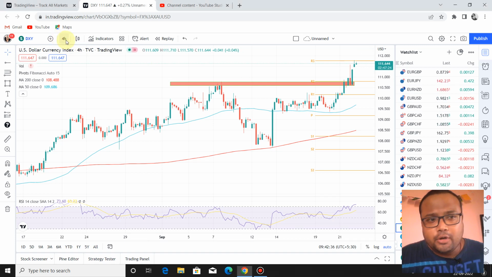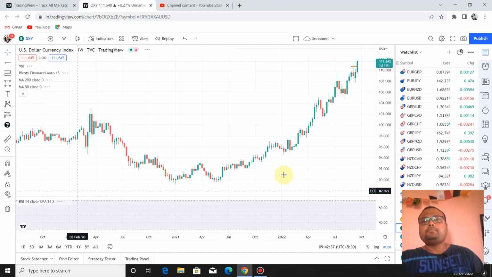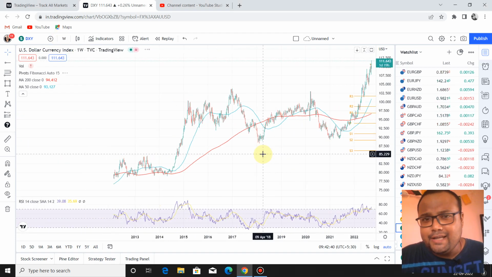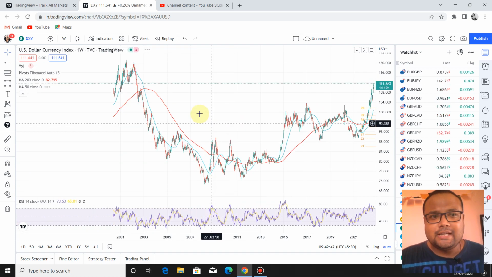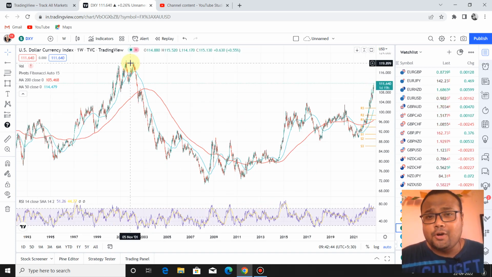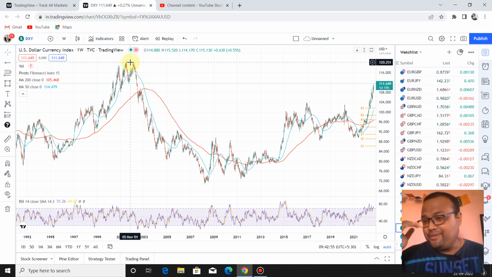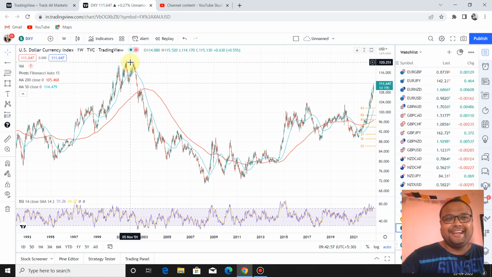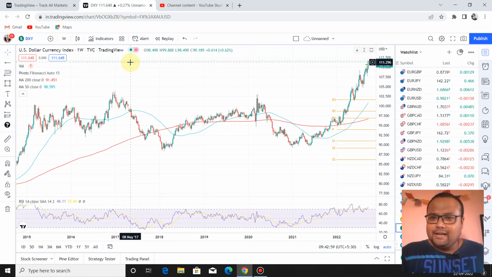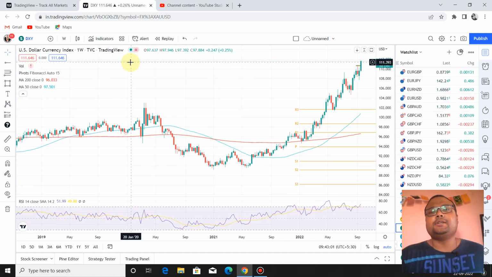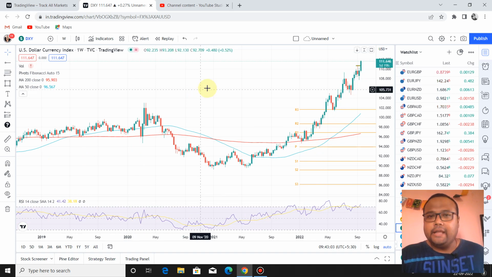If I take you to the weekly chart, you can easily see that there is no resistance, and the next resistance on the chart of DXY is around 120, which is far away. My god, I don't know what will happen to the market if DXY reaches 120. So DXY is extremely bullish, so please take care of things accordingly.